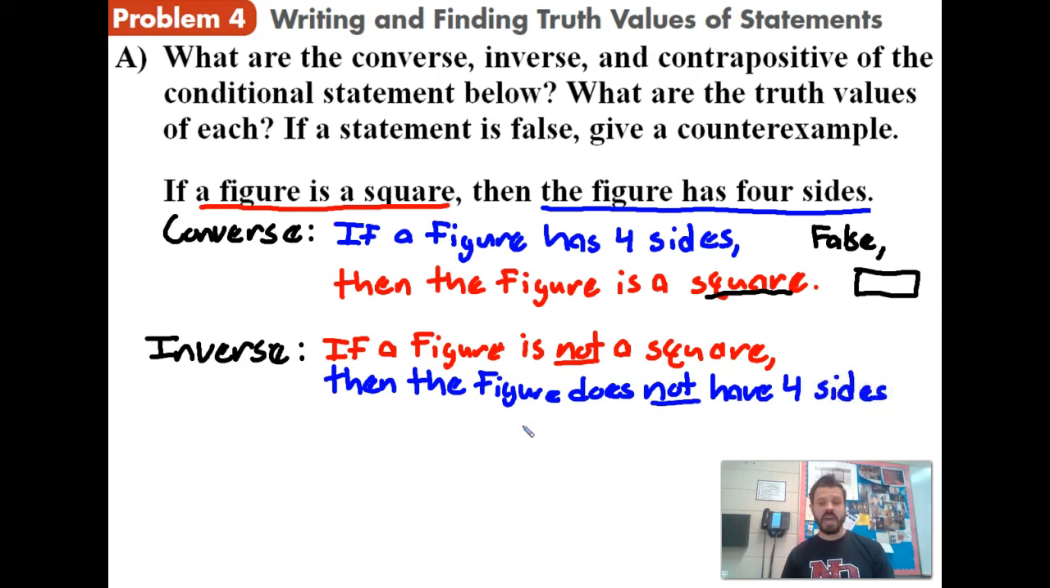All right, so if a figure is not a square, then the figure does not have 4 sides. Okay, truth value, again, this will be false. Okay, because again, a rectangle is not a square, but it does have 4 sides. So no, that doesn't work. Okay, then the last one we have is the contrapositive.